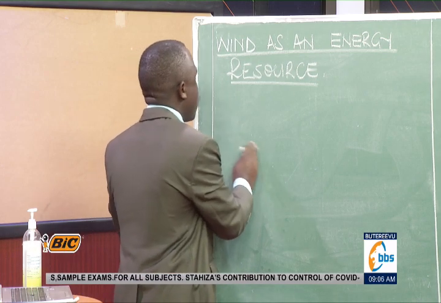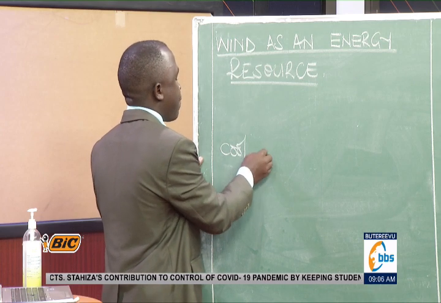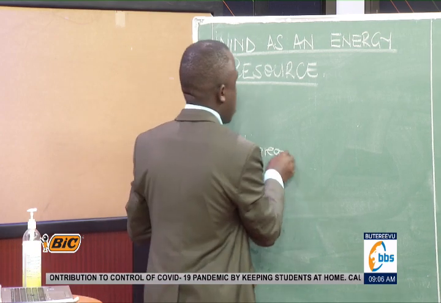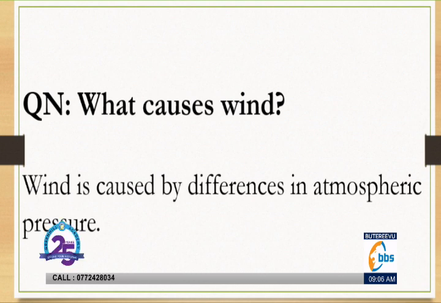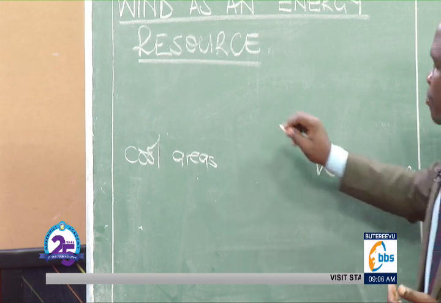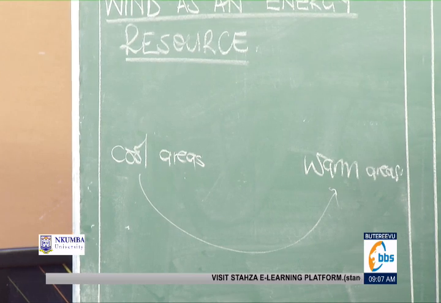Remember, on the earth where we live, there are two kinds of places. We have those places which are cool, so we have the cool areas, and we also have the warm areas. But when wind is moving, it moves from areas that are cool to areas that are warm.